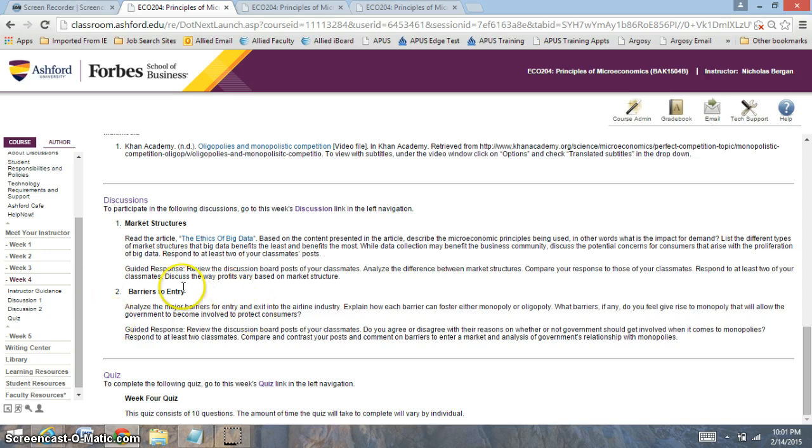In question 1, it's going to be looking at the types of market structures. And you're going to be looking at the ethics of big data. We're going to be looking at an article and looking at the evaluation from this article. And then the second one, we're going to be looking at barriers to entry into a market.